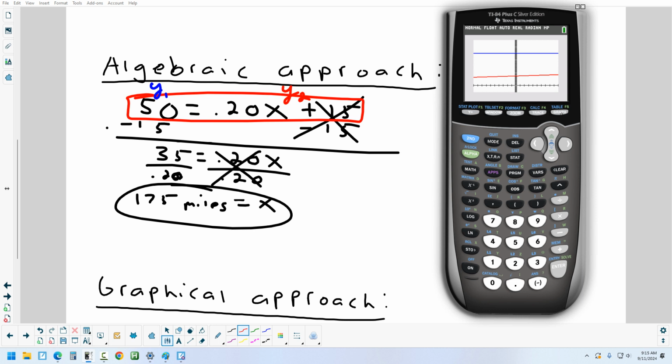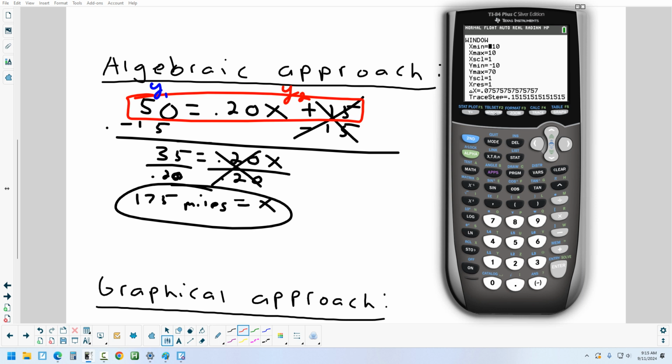What would I have to make higher in my window so I can see where they intersect? Yeah, the x max. And we already know the number where they're going to intersect. Okay, we already solved for it. Normally, you don't know that number. So you just take a guess and you set it higher.